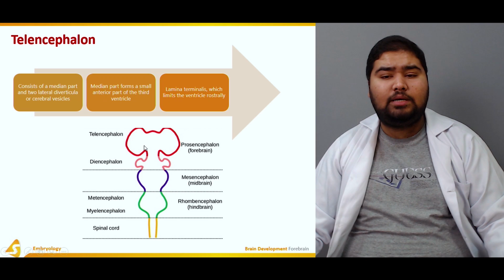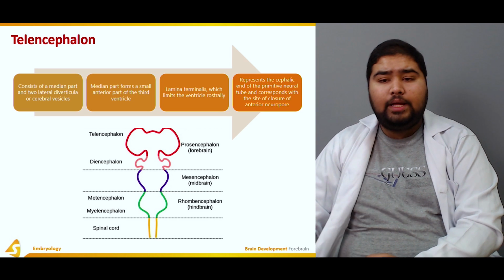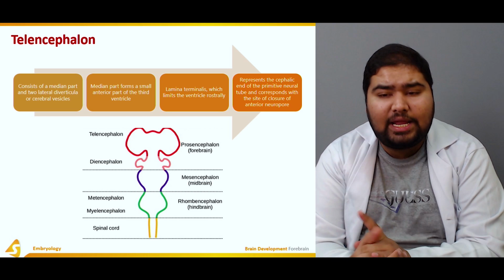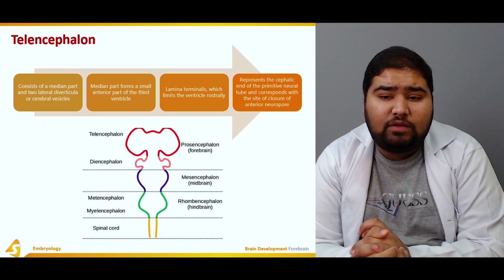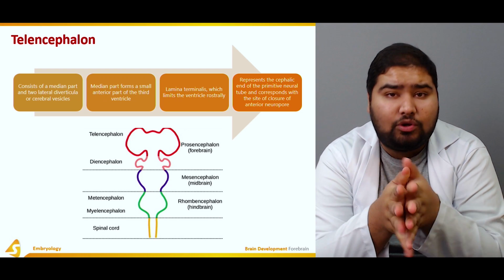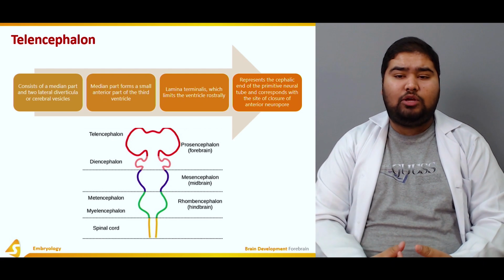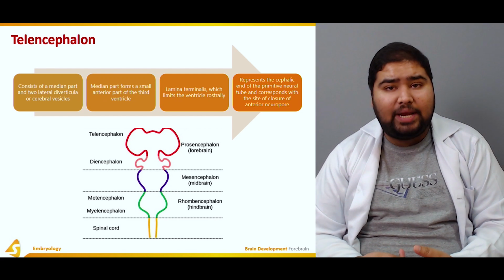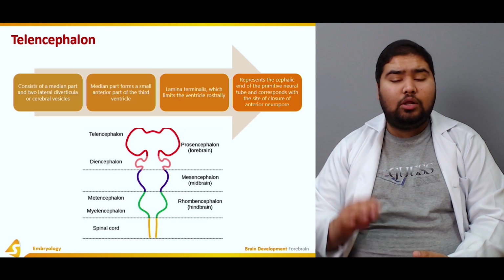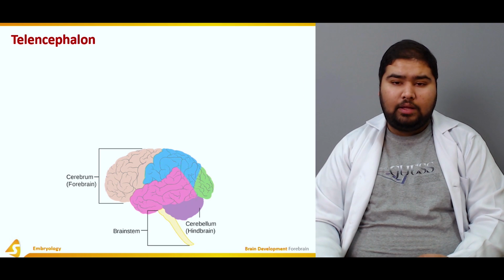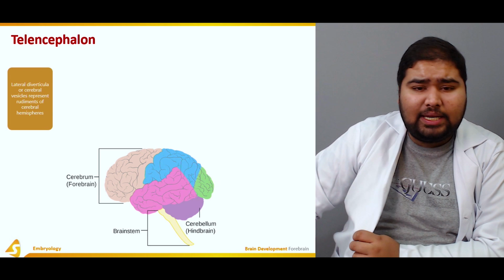Now the lamina terminalis limits the ventricle rostrally. It represents the cephalic end of the primitive neural tube and corresponds with the site of closure of the anterior neuropore. So the site of closure of the anterior neuropore is determined by lamina terminalis, and lamina terminalis limits the ventricle rostrally, that is caudally. Now, still talking about telencephalon.